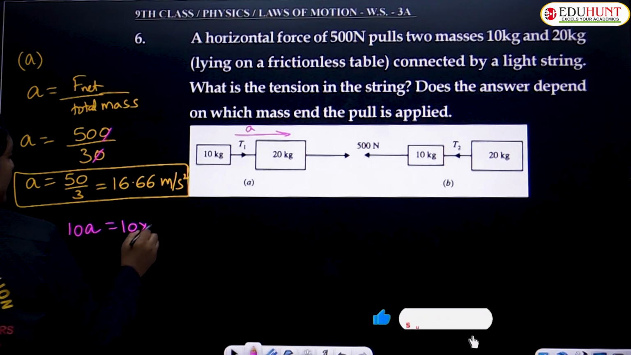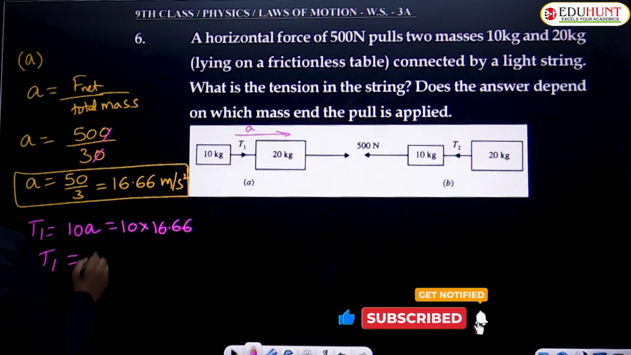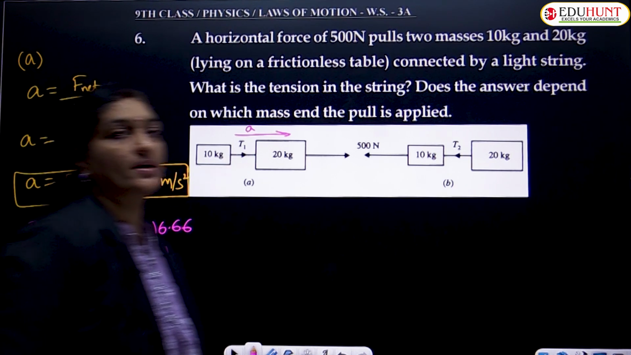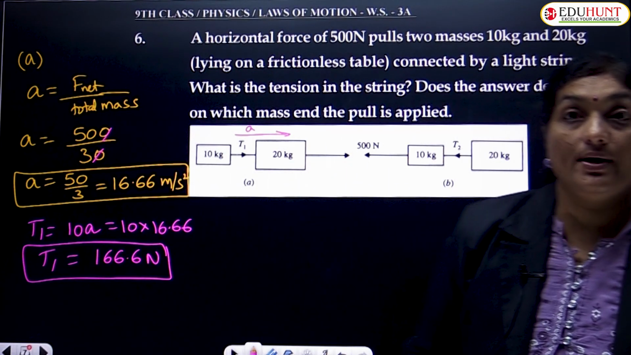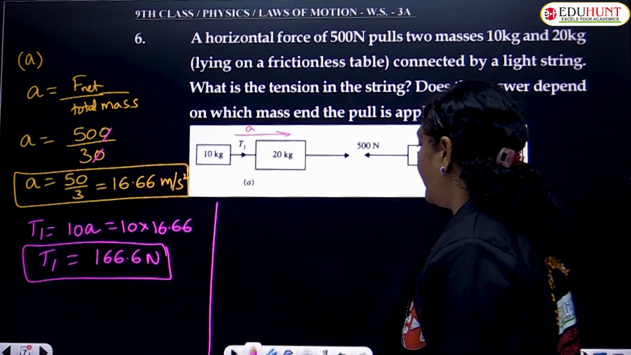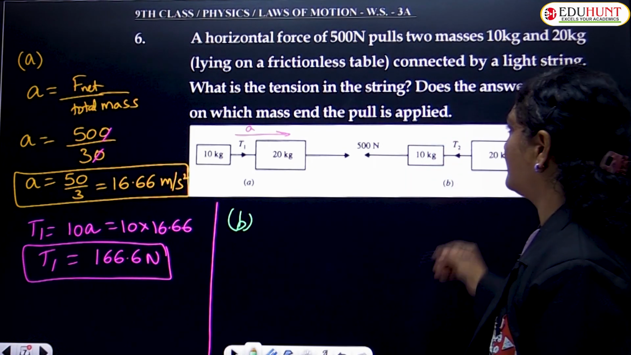So how much is that? 10 into 16.66, or T1 is found to be 166.6 Newton approximately. So the tension created in the string is found to be 166.6 Newton. Case 2. If you go with case 2, here we go. Okay, case 2. Tension in the string, acceleration.